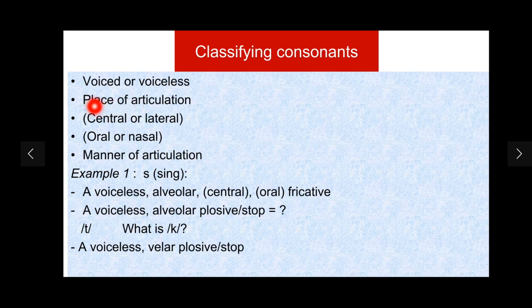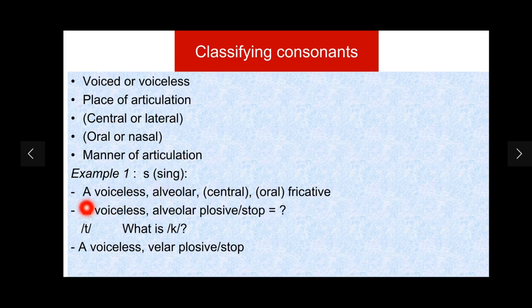Classifying consonants: voiced or voiceless, place of articulation, central or lateral, oral or nasal, manner of articulation. So when we are describing a consonant sound, we classify according to voice, according to place, and according to manner. Example here we have sing: a voiceless alveolar, central, oral, fricative. This is the example of sing.